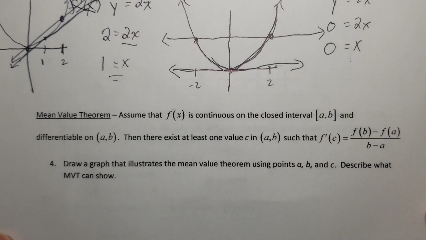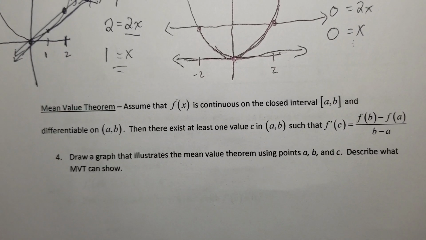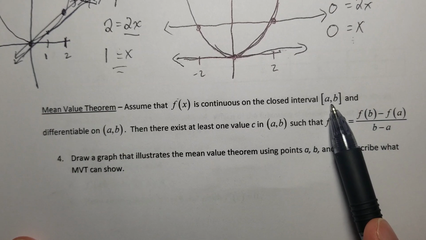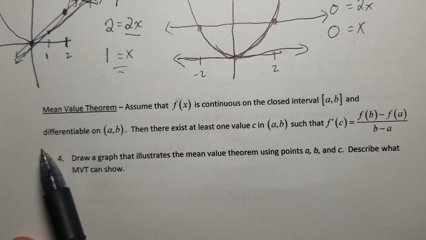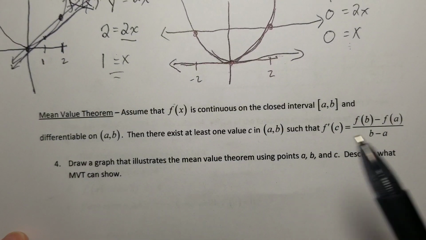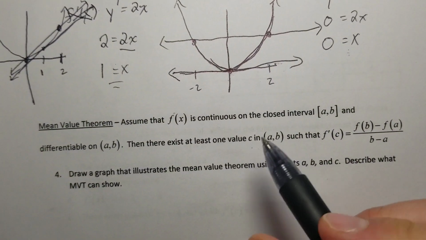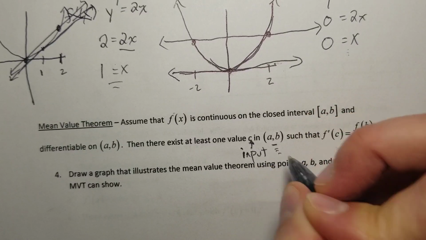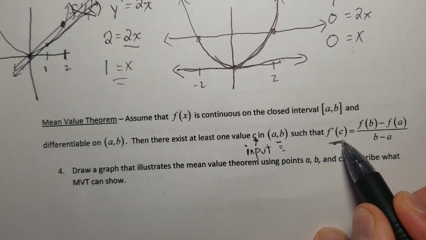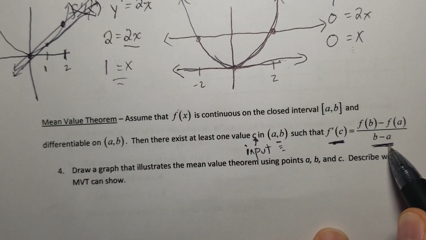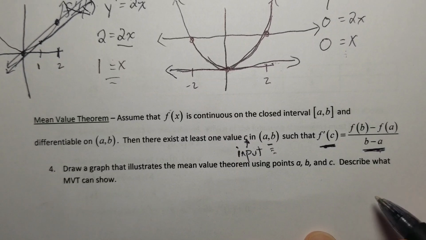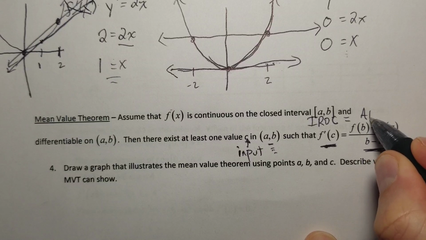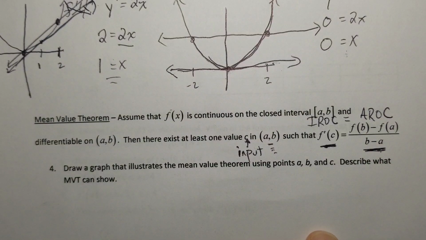All right, so let's go ahead and formally talk about it. All right, mean value theorem. Again, we're assuming that a function is continuous on our interval, which is the same as the IVT, right? And we're differentiable now on the open interval. Now we're going to say that there exists a c. This is an input, right? There is an input inside of that interval so that the derivative equals the average rate of change. So we can call this the instantaneous rate of change, IROC, equals the average rate of change.